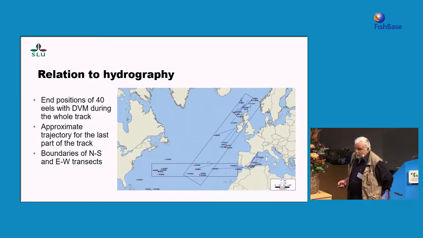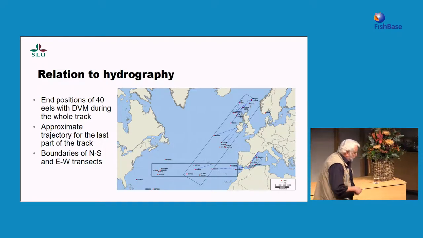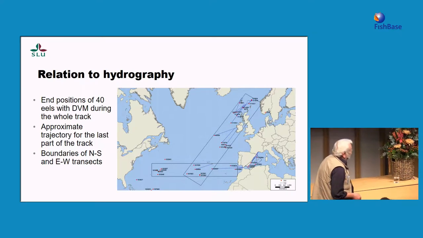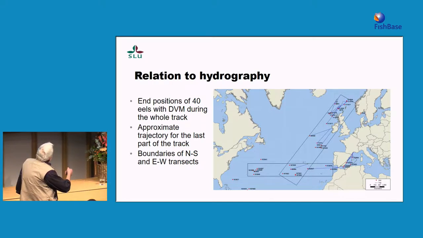So then I started to look at all the data we had, or picked out the best data that we had, where we had this diurnal migration all the way up to the point where the tag was released and we had a good position for the end point of it. And then I plotted those. The dotted lines here are individual reconstructions.